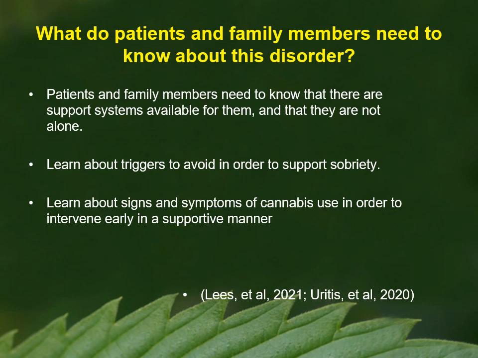What should patients and families need to know? Patients and family members need to know that there are support systems available to them and that they are not alone. They should learn about triggers to avoid in order to support sobriety and learn about signs and symptoms of cannabis use in order to intervene early in a supportive manner.